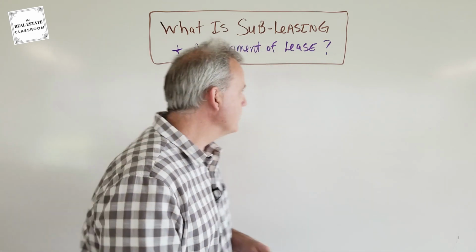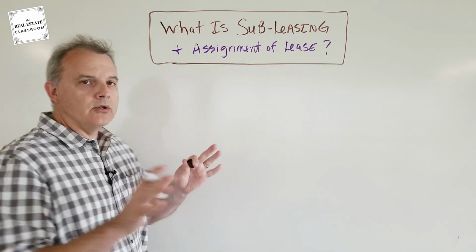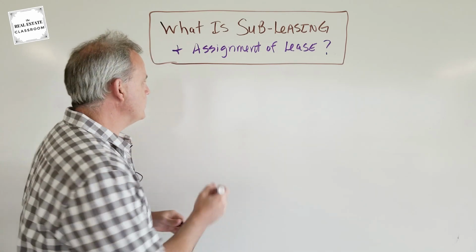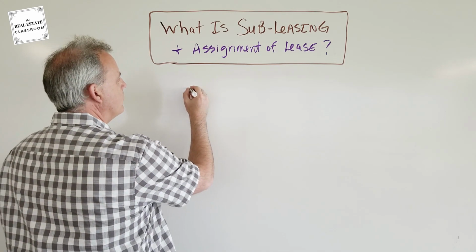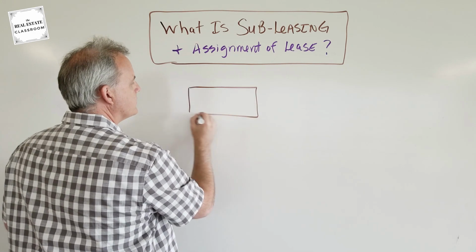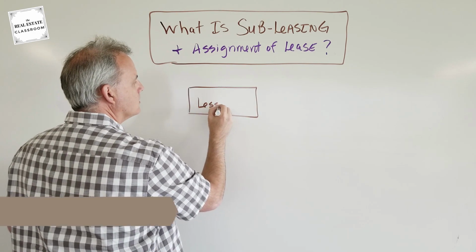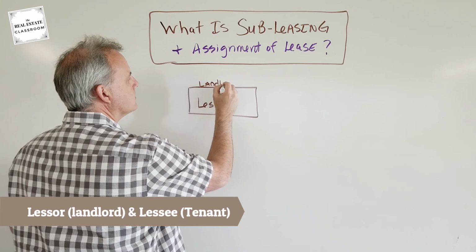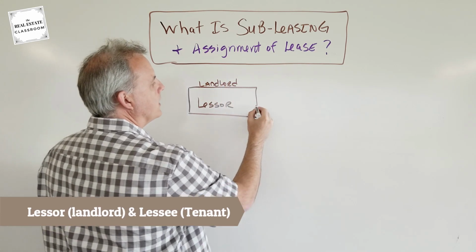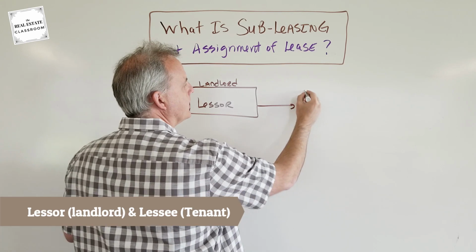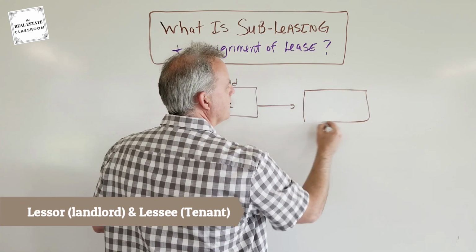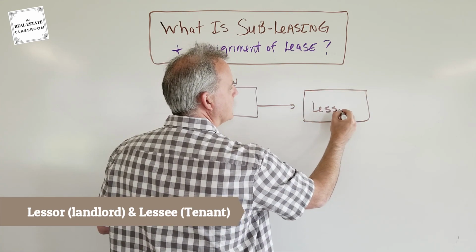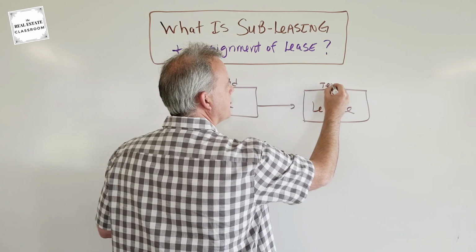So check this out. In a typical landlord-tenant relationship, we have two parties. We have the lessor, and the lessor is the landlord. And there's a lease agreement that's entered into with the lessee. That is the tenant.